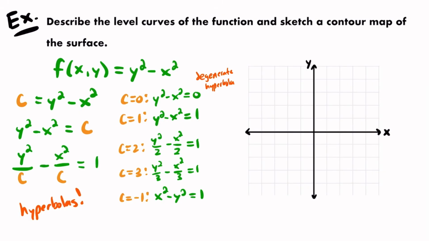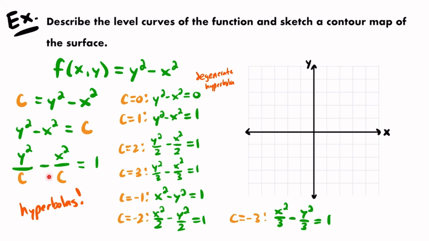All right, and if we were to look at c equals -2 and -3, a very similar pattern is going to occur. We're going to have the same equations that we did for c equals 2 and c equals 3, except the signs of these two terms are going to flip. For c equals -2, you'll have x squared divided by 2 minus y squared divided by 2 equals 1. And then for c equals -3, you'll have x squared divided by 3 minus y squared divided by 3 equals 1. That's what we would get when plugging c equals -2 and -3 into this equation. And so now that's enough. I think we have plenty of level curves here to graph in this plane to get a sketch of the contour map of the surface represented by this function.